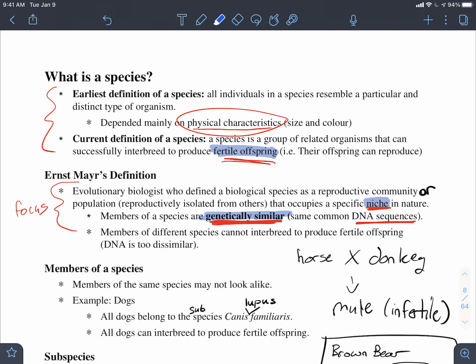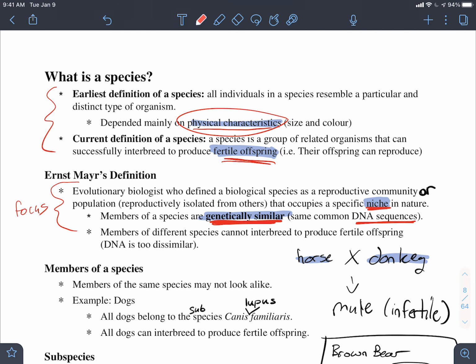So a good example of that, that we discussed in class, is the horse and the donkey. Although horses and donkeys share many physical characteristics, when they are crossed, they have infertile mules as their offspring. Now, the mule is infertile primarily because of DNA differences. There's a difference in the number of chromosomes that horse and donkey have. These are the information carrying unit of the cell.